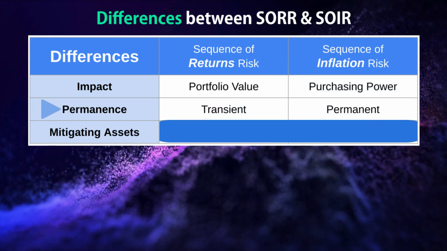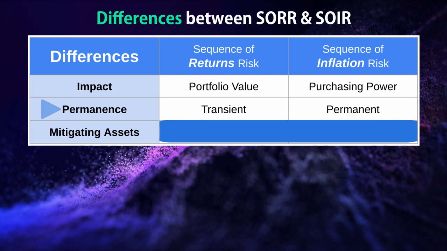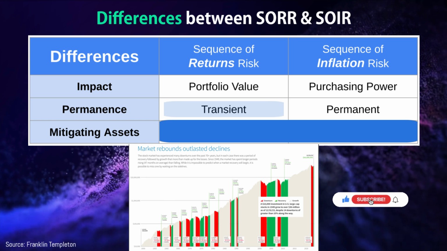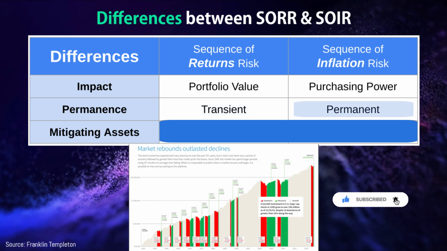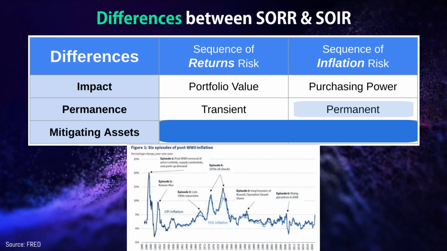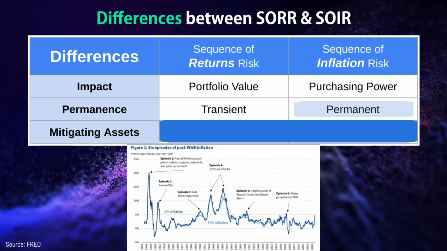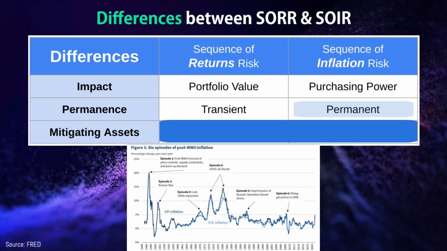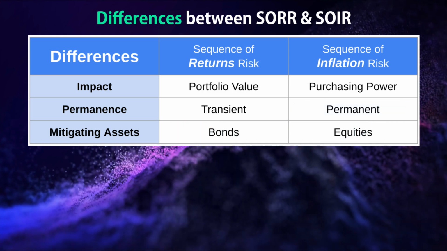Second, markets historically recover over time to reach new highs, so the impact of poor market returns is transient. However, inflation continuously erodes purchasing power and tends to have a permanent effect. Price increases rarely reverse, and the erosion of purchasing power compounds over time, meaning that a dollar today buys less and less in the future.